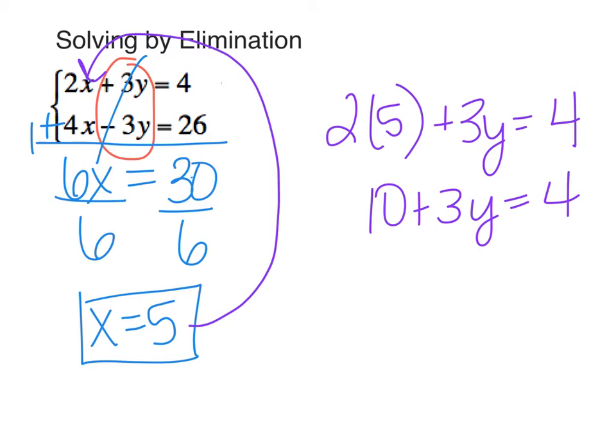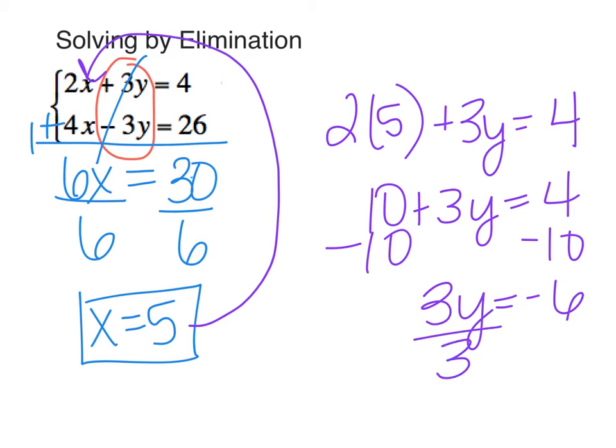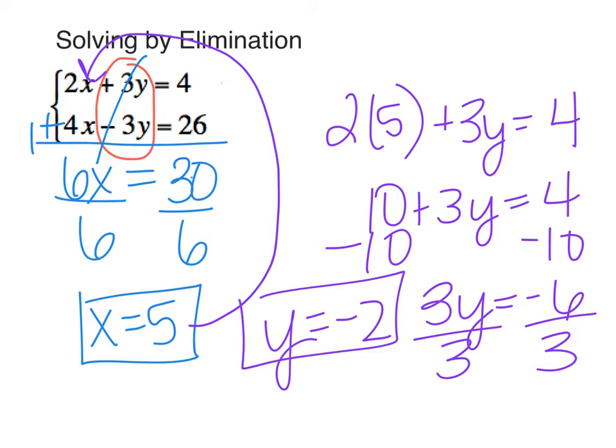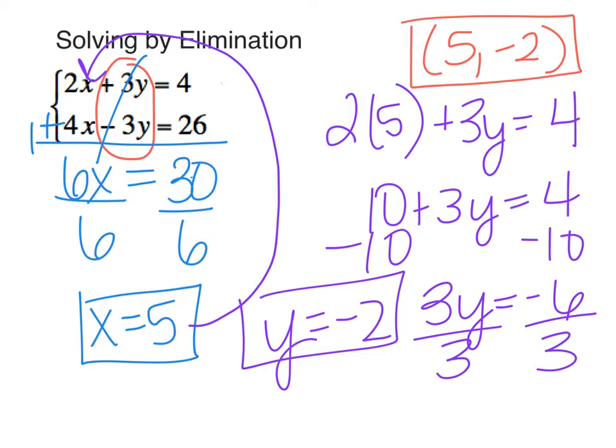So if I solve this, multiply first, I get 10, subtract the 10. 3y equals negative 6, divide by 3. y is equal to negative 2. So my final answer as an ordered pair would be 5, comma, negative 2, x, comma, y. That's my answer. Let's try another one.